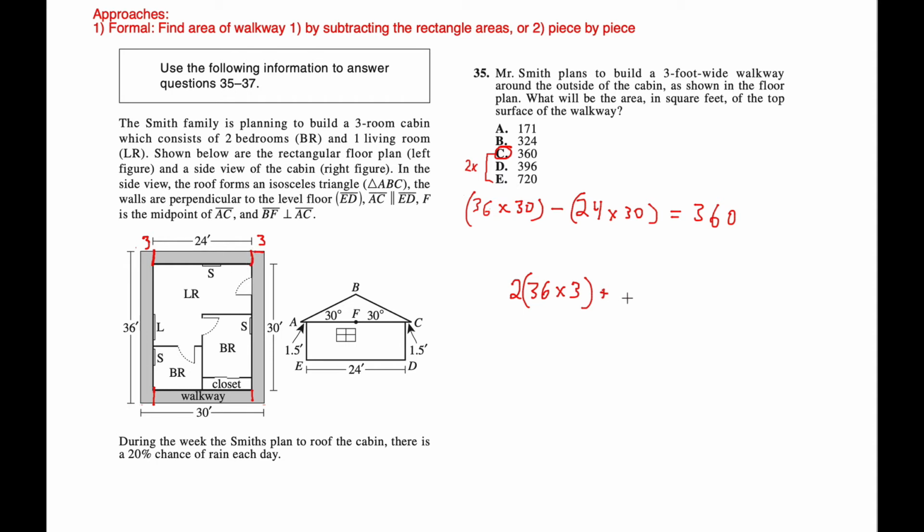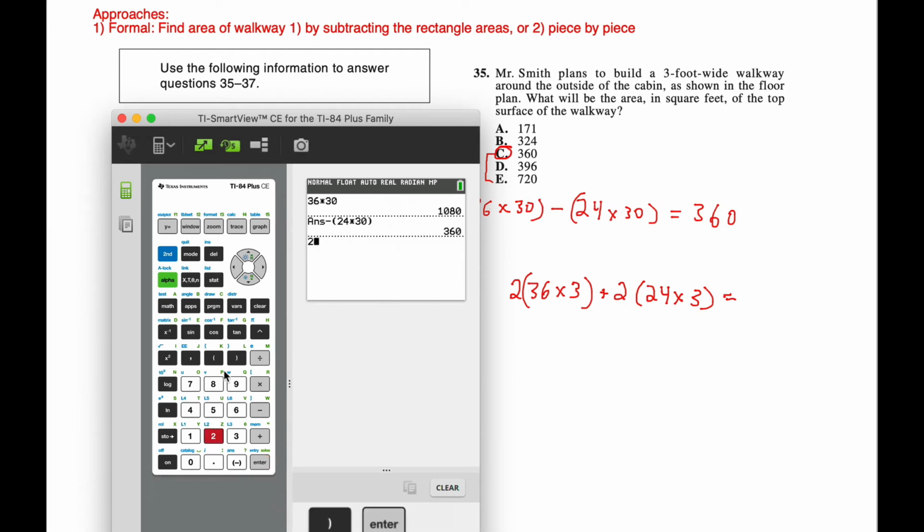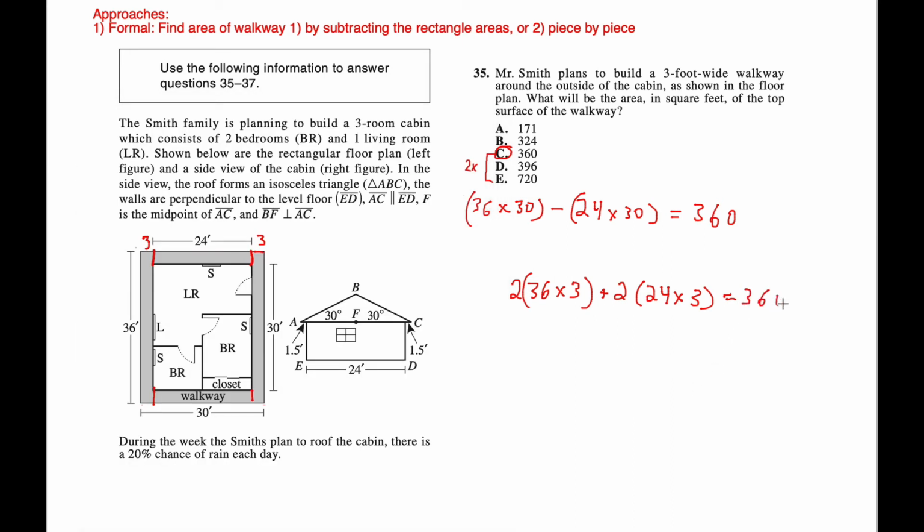I'm going to add that, 2 times 24 times 3. And this should give us the same area that we got earlier. Let's check it out on our calculator. So we have 2, in parentheses, 36 times 3, plus 2 times 24 times 3. And then that gives us 360 like we expected. And so that would be the other way of solving this question.